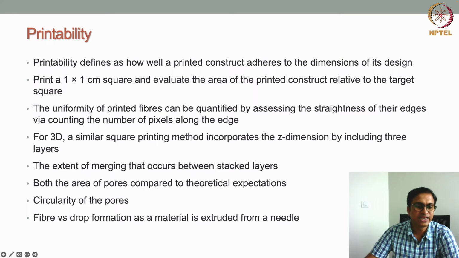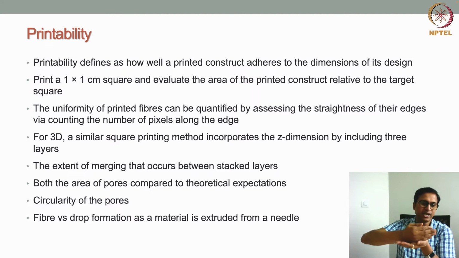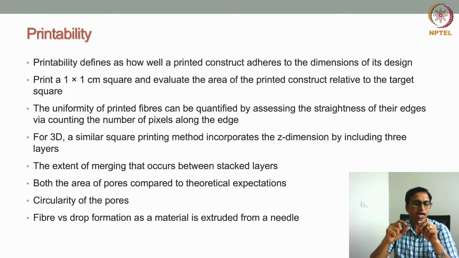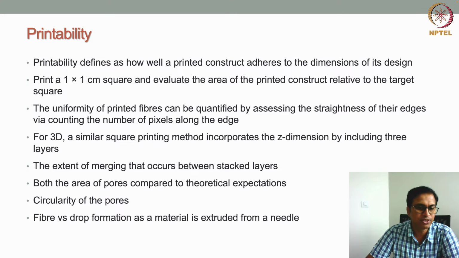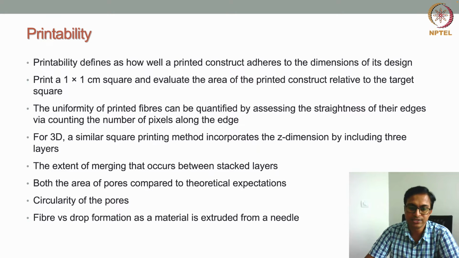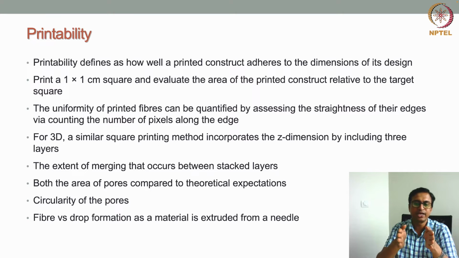For 3D, again, the extent of merging that occurs between stacked layers. Suppose when we print lines, one line on top of another line, many times these stacked layers can merge. That means after printing, I cannot find out whether three different, distinct layers are there or not. Most of the time these layers will be merged with each other and I will not be able to delineate the different layers. In that case, the widening of the layer lines will also happen.